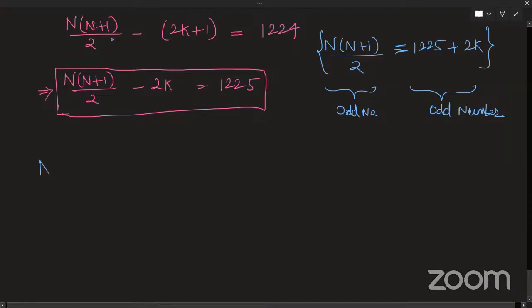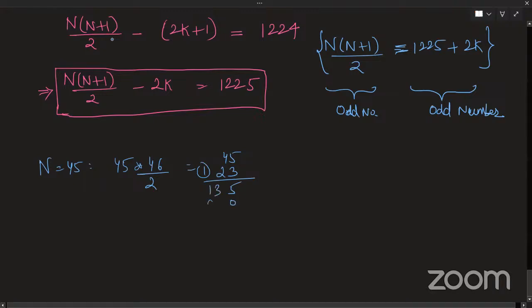So you can just try putting random values of n. First I will check at n equal to 45. Can you substitute n equal to 45 for me? So it is 45 multiplied by 46 by 2, which is 45 multiplied by 23. So how much is it?